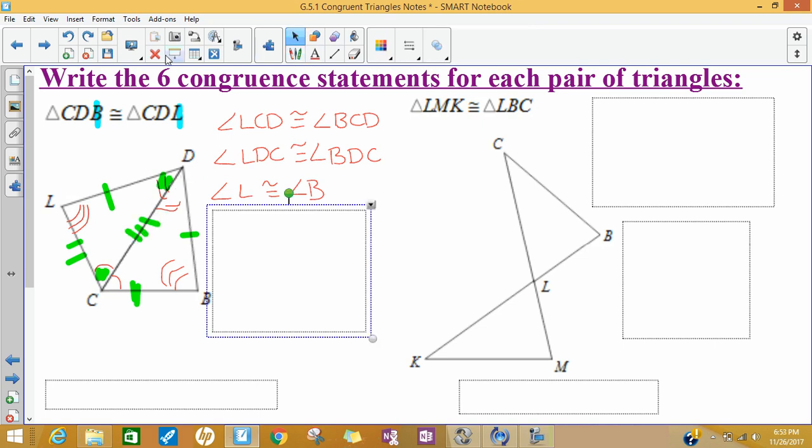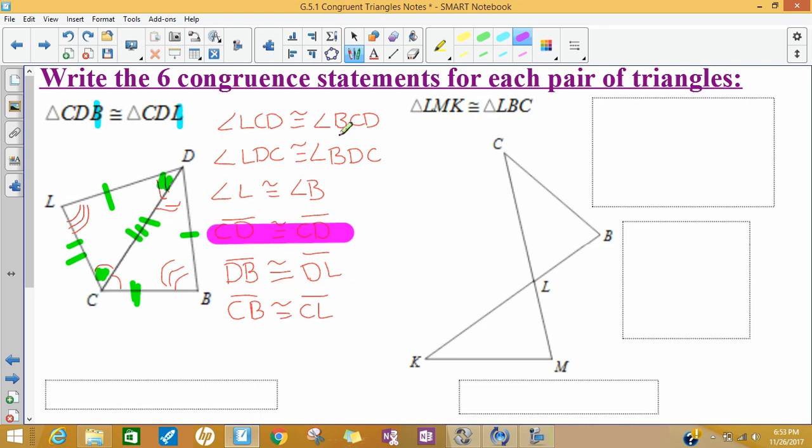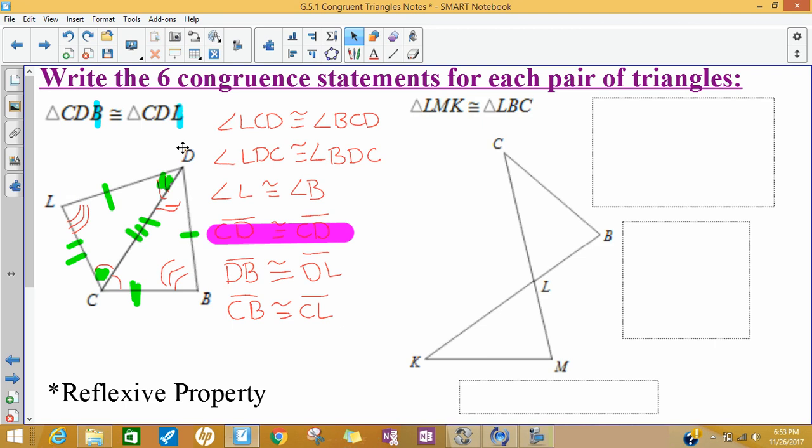And that brings up an important property. So whenever we want to say something is congruent to itself, like side CD is congruent to side CD, that's called the reflexive property. The reflexive property says that anything is congruent to itself. So because these two triangles share a side, that means those sides are congruent to each other, and that is because of the reflexive property.